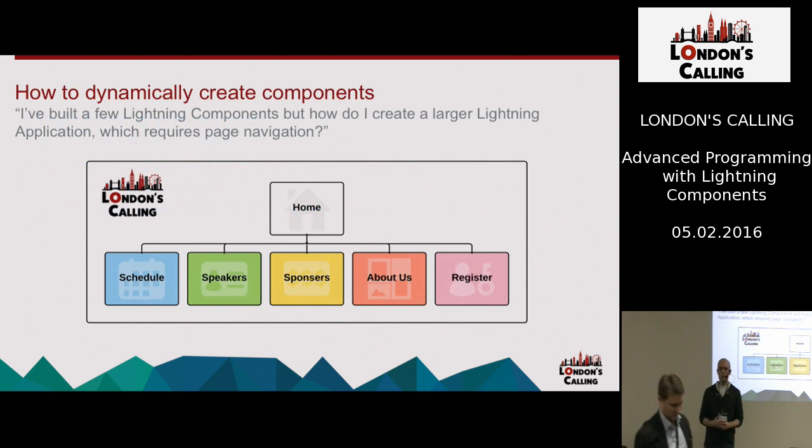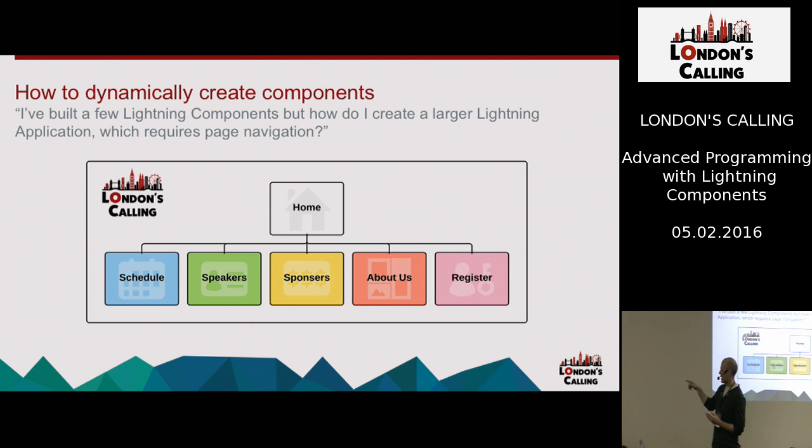One of the first things I came across when doing Lightning components is I was building components very much in isolation. And I thought, this is great, but how do I start putting these together? How do I build a larger application that might include multiple pages? To put that into context, this example is ripping off the London's Calling website a little bit.